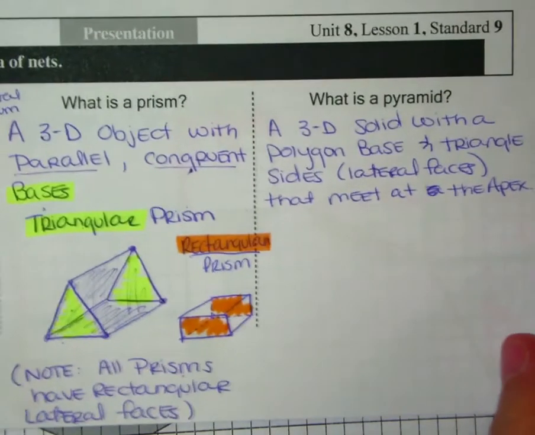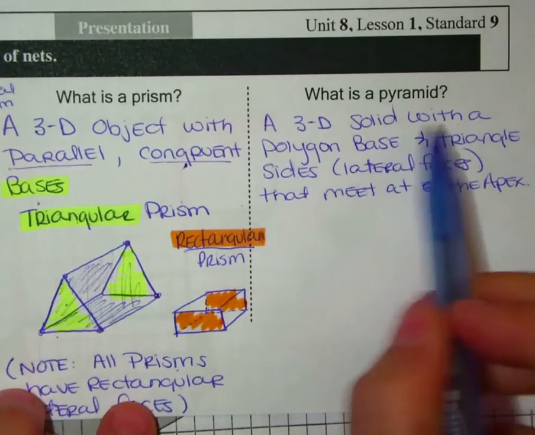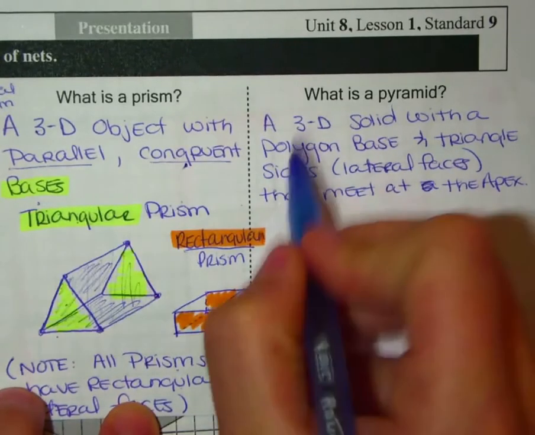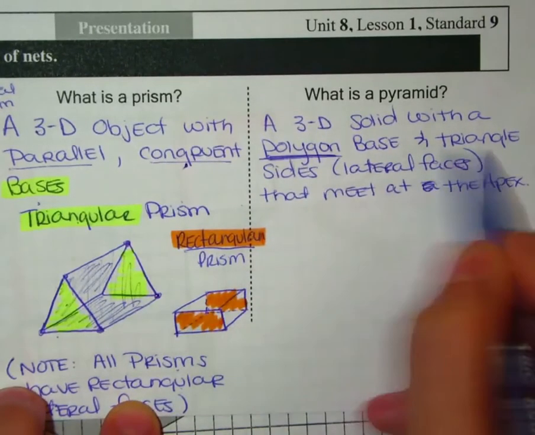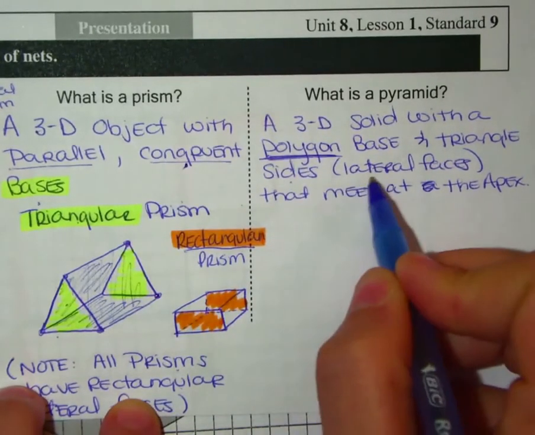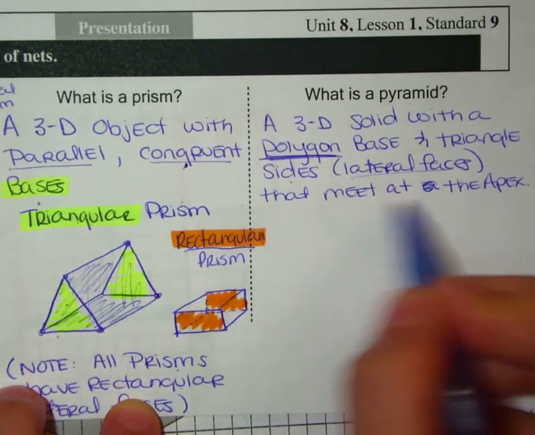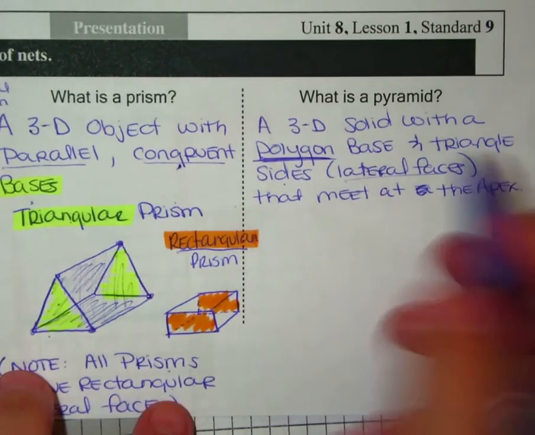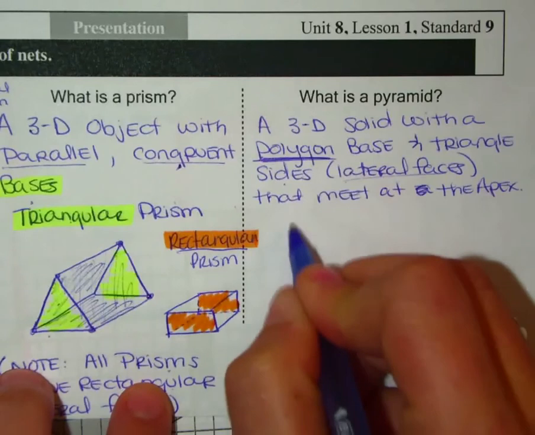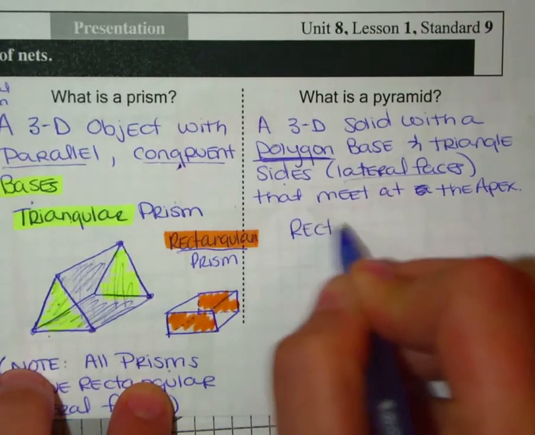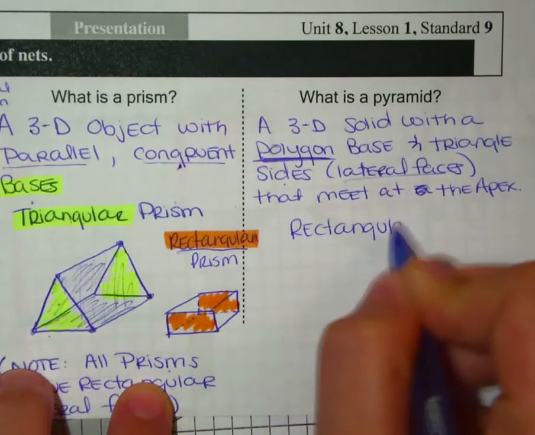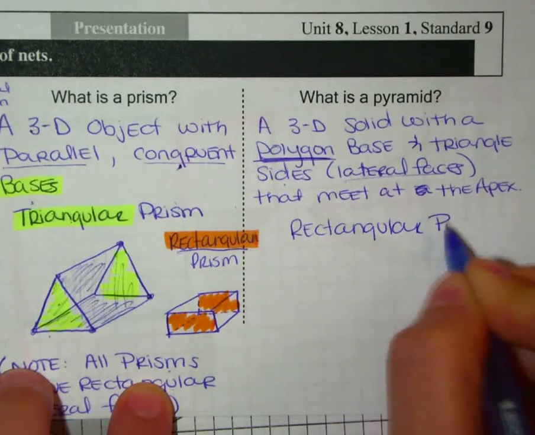Okay, then we have a pyramid. A pyramid is a 3D solid with a polygon base and triangle sides. In other words, the lateral faces are triangles that meet at an apex. So let's go ahead and draw a rectangular pyramid.